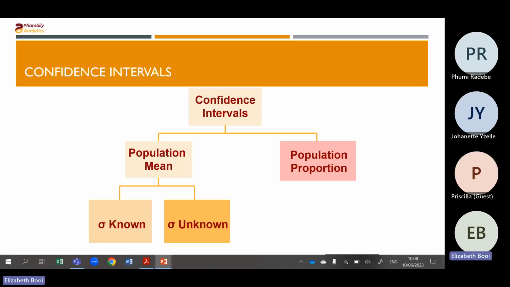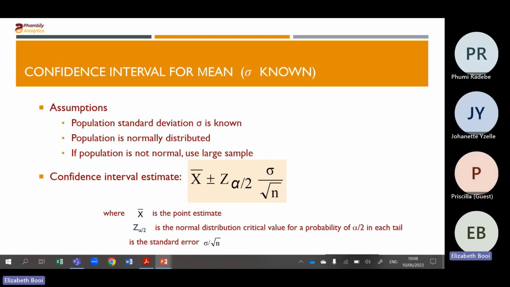And we touched on the population mean when the population standard deviation is known, and when it is unknown. We know that when it is known, we use the Z critical value, and when it's unknown, we use the T critical value. But also we learned that there are some assumptions that need to be met for each scenario.